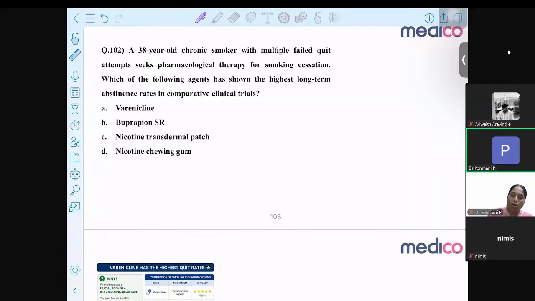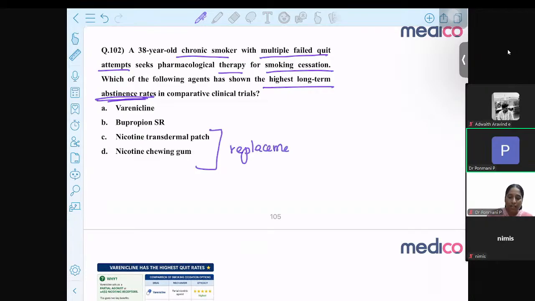Now moving into the next question. A 3-year-old chronic smoker, he has multiple failed quit attempts. He seeks therapy for smoking cessation. Which of the following agents has the highest long-term abstinence rate in comparative clinical trials? So, nicotine can be used during the withdrawal phase as a replacement therapy only. Okay, it cannot be used for abstinence, please remember.